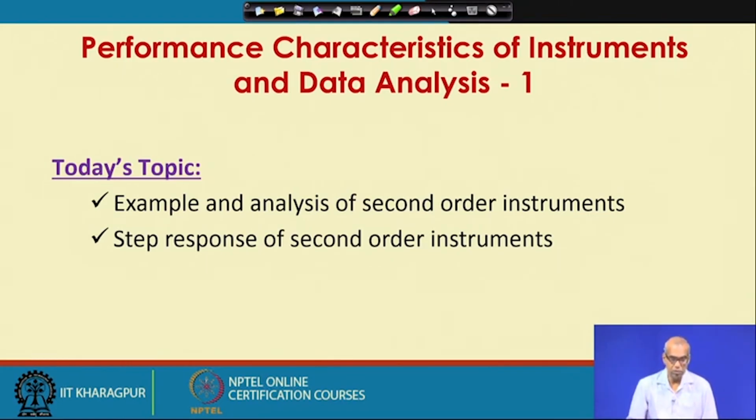We have talked about analysis of first order instruments in the previous class. So, in this class we will talk about analysis of second order instruments. We will take an example of second order instrument and analyze the instrument, write down the modeling equations and show that the instrument is second order in nature. We will also briefly talk about step response of second order instruments.